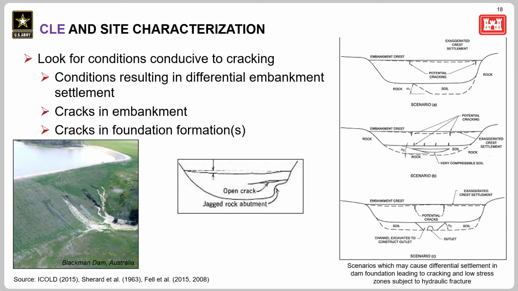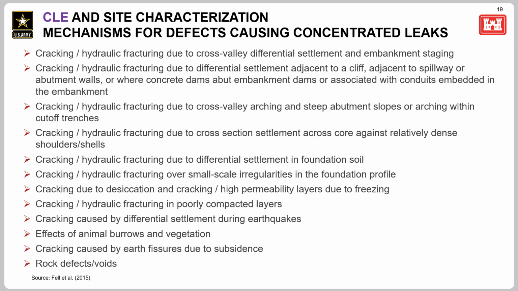So when characterizing a site, what are we looking for in order to identify the potential for CLE? Well, look for conditions that may be conducive to cracking, conditions that may result in differential embankment settlement, or look for actual cracks in the embankment or cracks in the foundation or foundation formations. A wide range of conditions that can create cracks or other defects where concentrated leaks can develop exist in dam and levee environments. I'm providing this list as a reference as things to look for when characterizing a site, either in the field or in design or construction records.